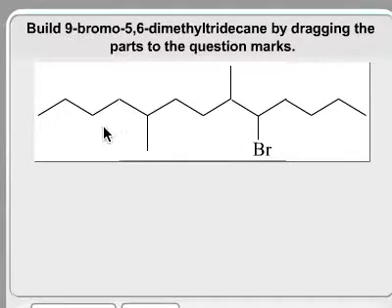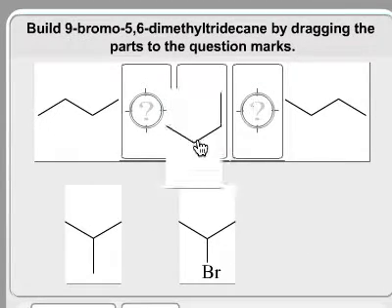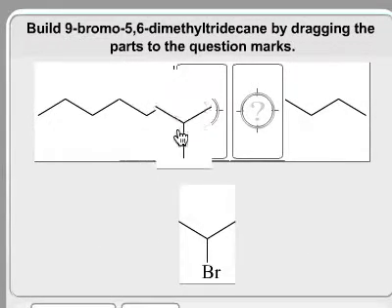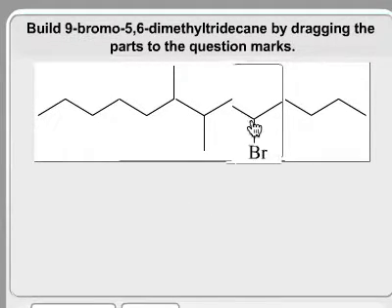All right. 1, 2, 3, 4, 5, 6, 7, 8, 9, 10, 11, 12, 13. Oh, tridecane. I guess that's what the tri is, for 13 carbons. 1, 2, 3, 4, 5. So I need this methyl group here. So I think I need to reset, and I need to put this one here, this one here. So those two methyl groups are next to one another, and then the bromine.